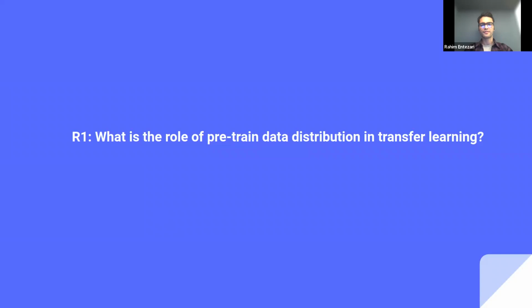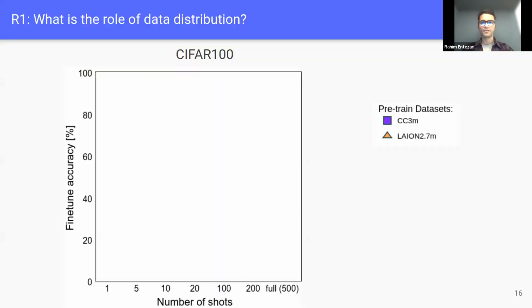What's the role of the pre-training data distribution? Given a target data distribution, now we want to find out which of the pre-training data choices is best for our case. Let's say our target data distribution now is CIFAR-100, and I have two choices: Conceptual Captions 3 million and LAION 3 million. Conceptual Captions 3 million actually has 2.7 million. This is just an example. We fix everything except for the data distribution. The downstream task is already fixed to CIFAR-100, and the pre-training algorithm is CLIP.